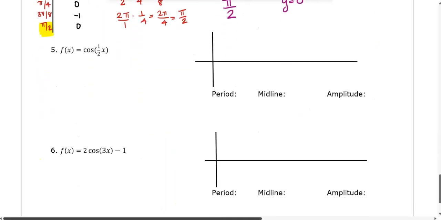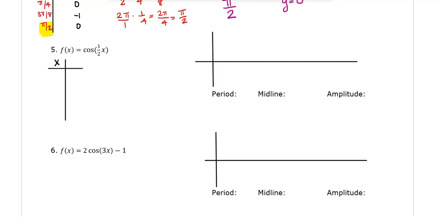All right. So now let's look at this next one. I have f of x equals cosine of 1/2 x. Let's do the same thing that we just did before, so I've got to make a table. X, y. And again, the standard, if it was just cosine x, would be 0, pi over 2, pi, 3 pi over 2, and 2 pi. And then cosine of those values would get me 1, 0, -1, 0, 1. So that would be cosine x, but I have cosine 1/2 x.